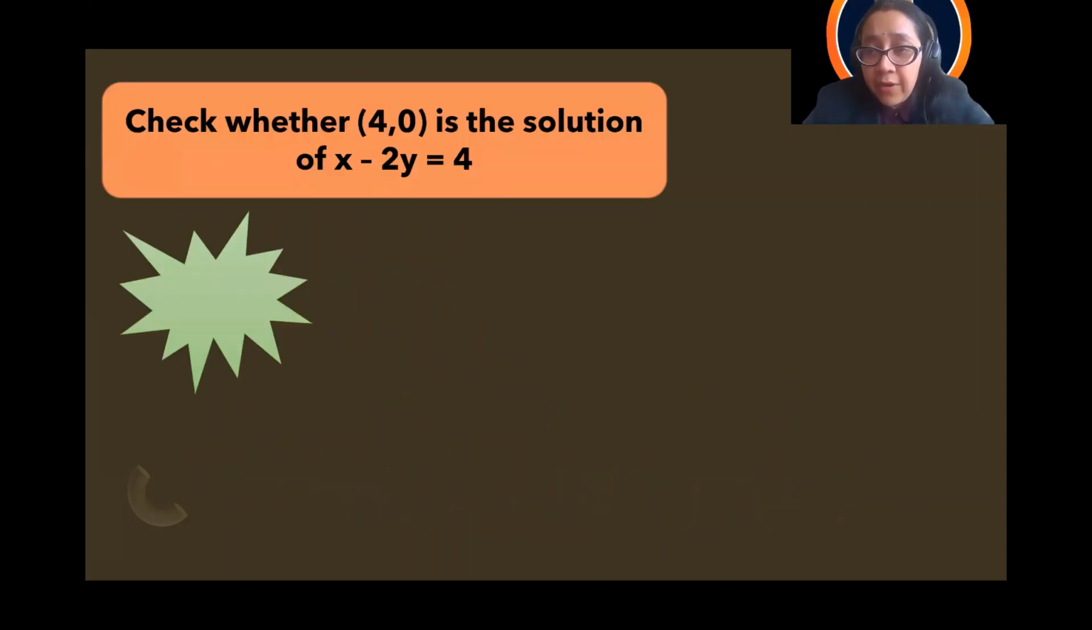Okay. Now the question to you is: check whether 4, 0 is the solution of x minus 2y equal to 4. This is the given linear equation in two variables, x minus 2y equal to 4. You have to verify whether 4, 0 is a solution of it or not. So what comes to our mind? Solution means LHS has to be equal to RHS, right? And 4, 0 means the first value is x and the second value is y. So here x is 4 and y is 0. The important thing we will remember: LHS is equal to RHS.